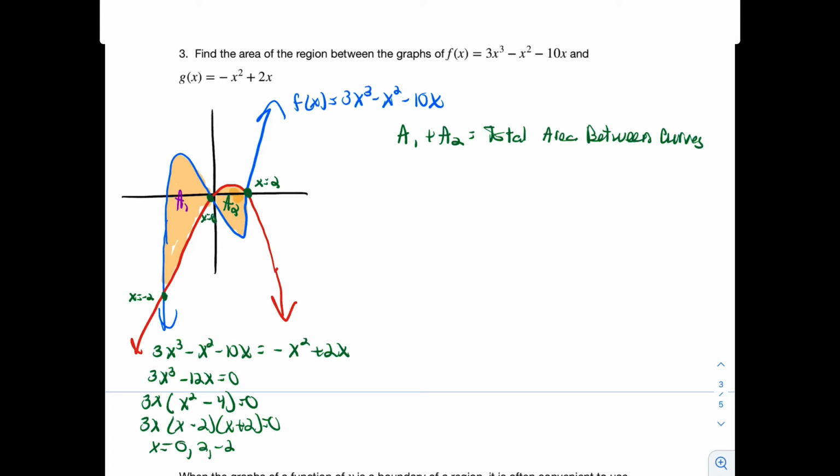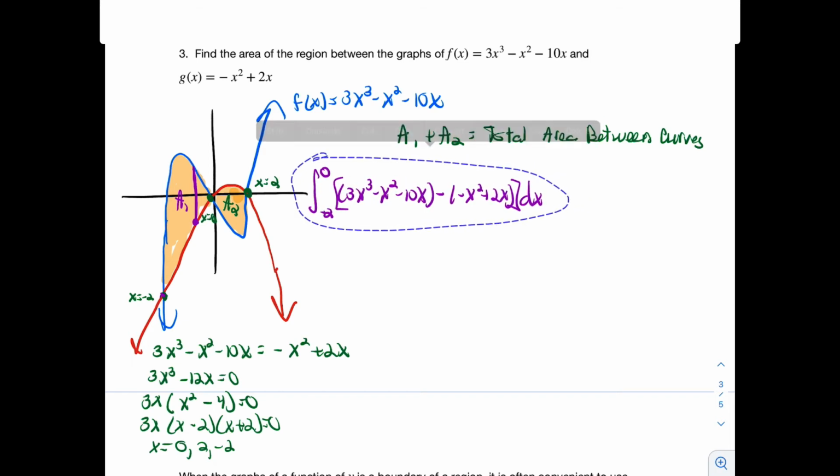So to set up finding A1's area, I would do the integral from negative 2 to 0 of, again, my representative rectangle. The top of my representative rectangle is the blue function. So I'm going to have the top function, which is 3x cubed minus x squared minus 10x, minus our bottom function, which is the red function, negative x squared plus 2x. And then I'm going to add the area of A2.